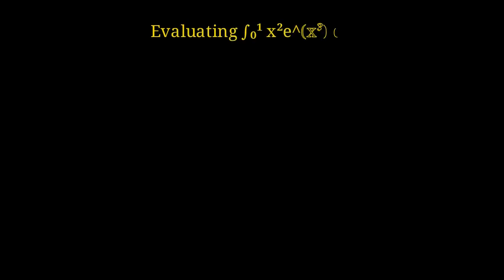Let's evaluate the definite integral from 0 to 1 of x squared times e to the x cubed dx. We need to find the value of this integral using substitution method. The first step is to identify the right substitution that simplifies our integral.